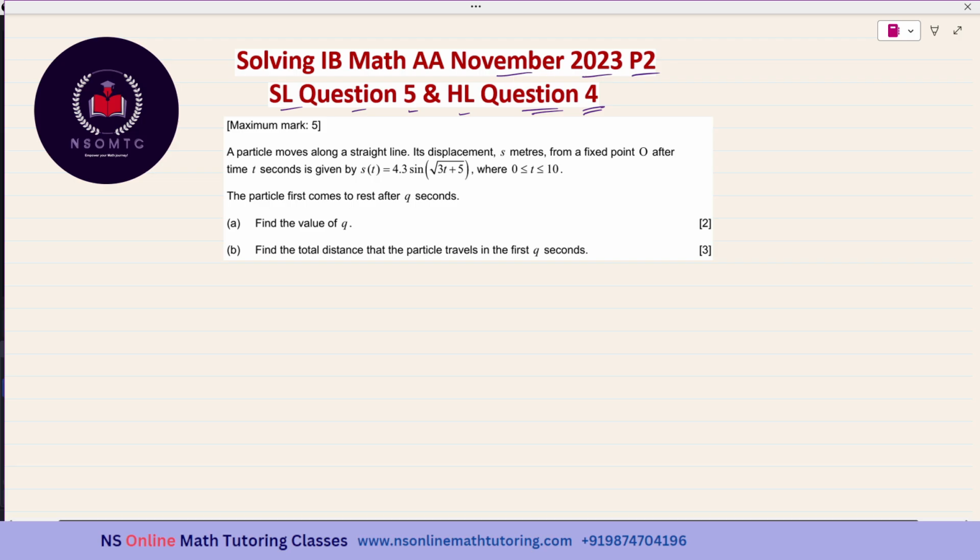So without any further delay, let us start answering this question. The maximum mark is 5. It says a particle moves along a straight line. Its displacement s meters from a fixed point O after t seconds is given by s of t equal to 4.3 sine of square root of 3t plus 5, where t is greater than or equal to 0 but less than or equal to 10. The particle first comes to rest after q seconds. Subpart A is saying find the value of q. It is containing 2 marks.